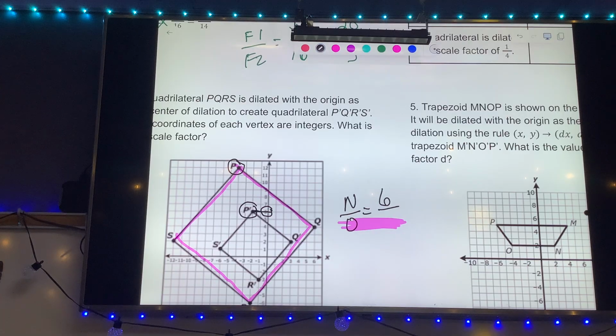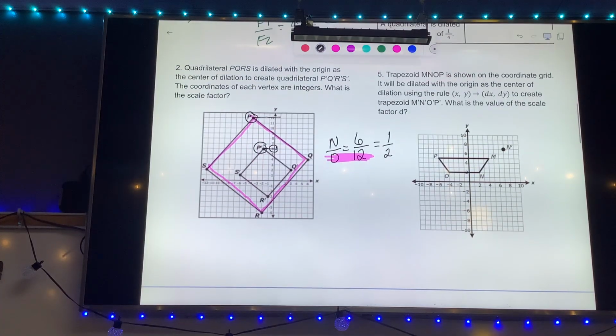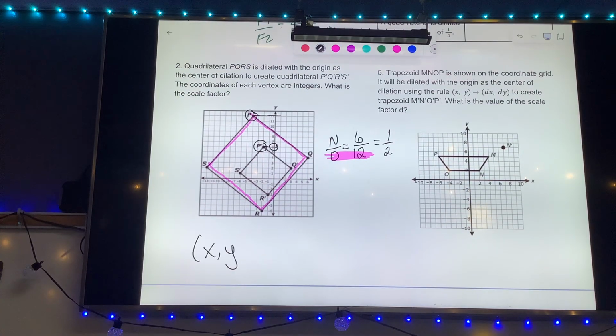I used my Y-axis, so I also have to use my Y-axis on my original, which is 12. Then you're going to reduce 6 over 12. 6 goes into 6 once, and 6 goes into 12 two. So your rule should be 1/2 x, 1/2 y.